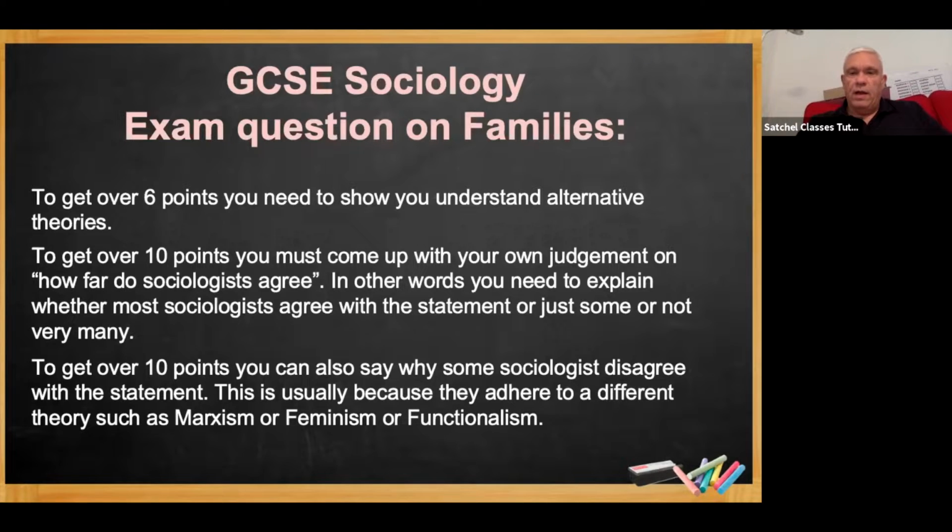So let's go through our exam paper. Hopefully you're seeing that. The first question on paper 1, which we're looking at, this is in last year's paper. This is 2019. Discuss how far sociologists would agree that families are the main agent of socialization.